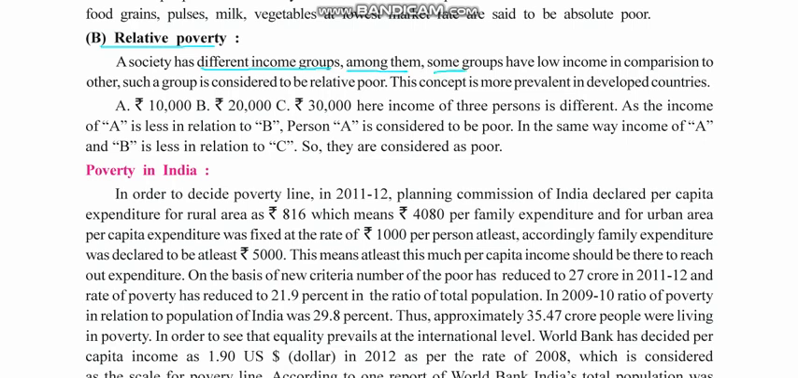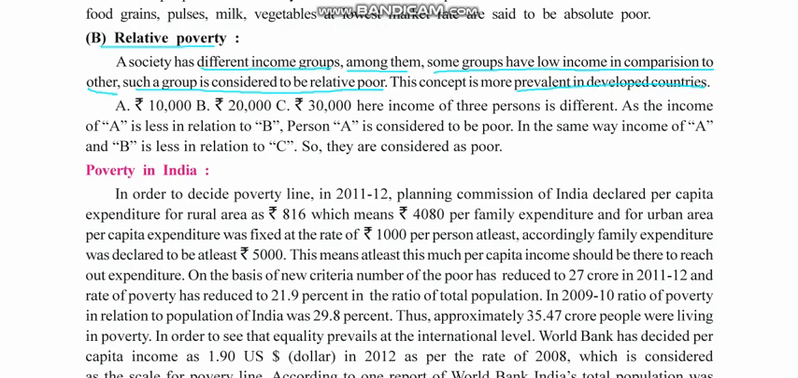Among them, some groups have a low income in comparison to others. There are certain groups which have lesser income in comparison to others. Such a group is considered to be relatively poor. They are considered relatively poor compared to others. This concept is more prevalent in developed countries. In developed countries, it is seen that there are people who are very rich, and there are certain groups who are comparatively poor. When we talk about them, they are usually considered poor or low income groups.